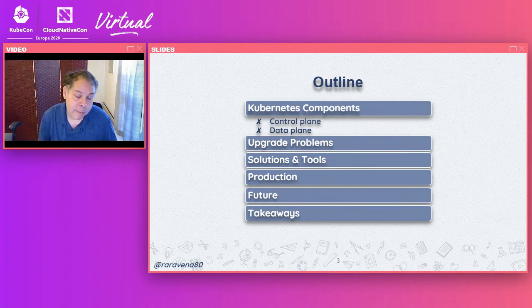Some of what we'll be talking about today includes the Kubernetes components. We'll briefly talk about the control plane and the data plane. Then we'll talk about some of these upgrade problems, then some solutions to these upgrade problems together with some tools, then what it might look like in production, having all these tools together with the solutions, what it may look like in terms of the tools and approaches in the future as far as these upgrades are concerned. And finally, I'll provide some takeaways.